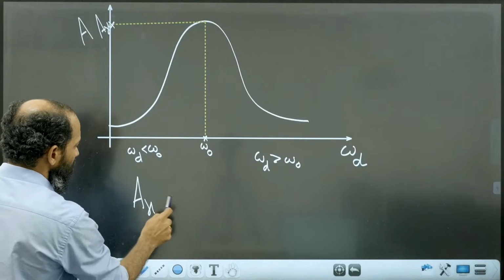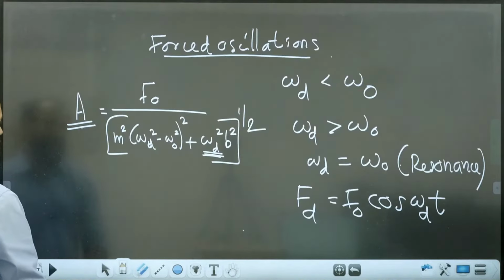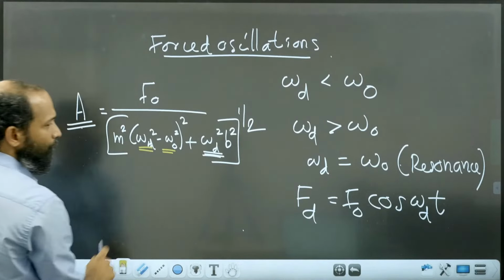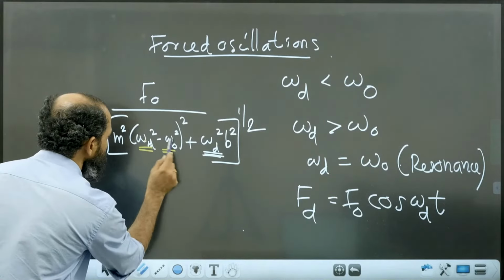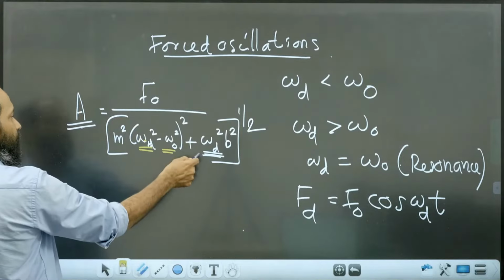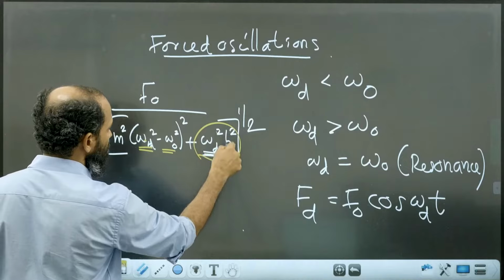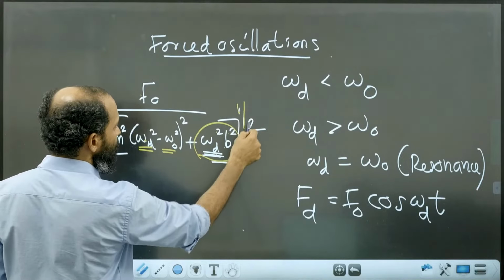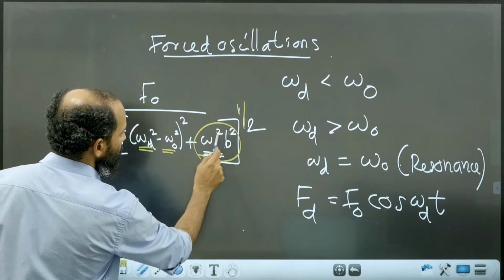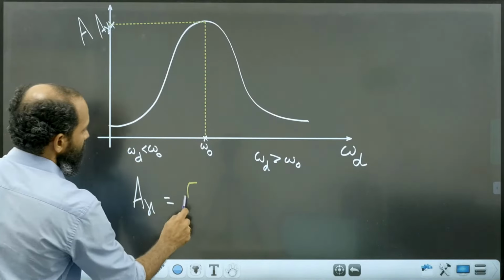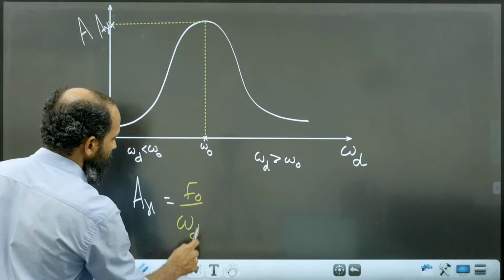Then AR is equal to, what is AR? When omega d equal to omega 0, the first term becomes 0. So only the second term appears: f0 divided by (omega d square b square) raised to 1 by 2. As that square cancels here, we get f0 divided by omega d b.